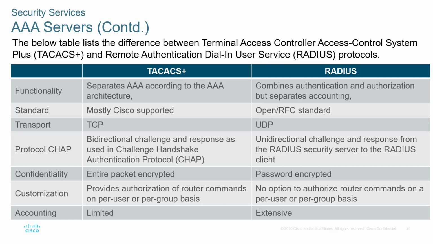Accounting is limited with TACACS. Accounting is way more extensive with RADIUS type servers. The big thing here is that TACACS separates the different AAA functions according to the AAA architecture. RADIUS will combine authentication and authorization, but then it will separate accounting. That's a really common test question. TACACS separates all 3. RADIUS separates authentication from accounting. Authentication and authorization are combined.